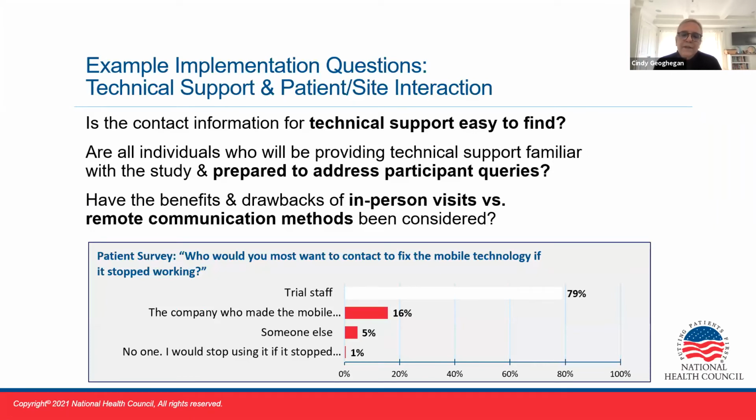So an example, we actually had implementation questions in these resources. And here you'll see some data from our survey. Who would you most want to contact to fix the mobile technology if it stopped working? Well, you don't necessarily want to call the data monitoring or the device company and talk to a tech that doesn't really understand that you have lung cancer and you can't breathe potentially, and you're worried that your respiration rate isn't right on your device. Almost 80% of people said they wanted to call the trial staff.